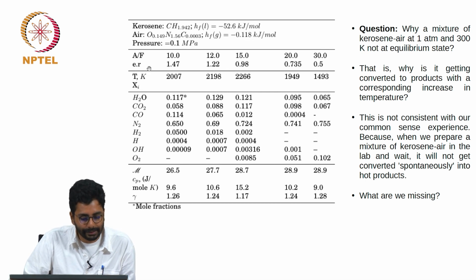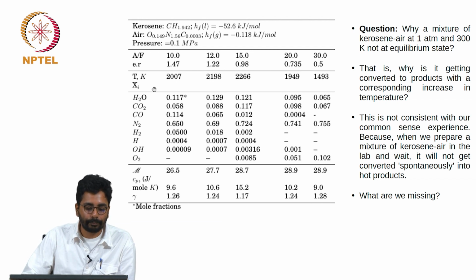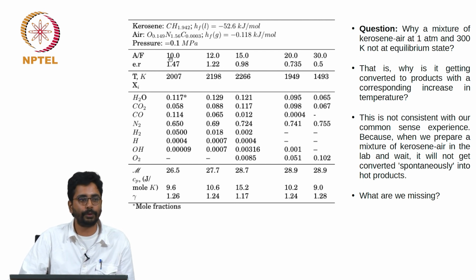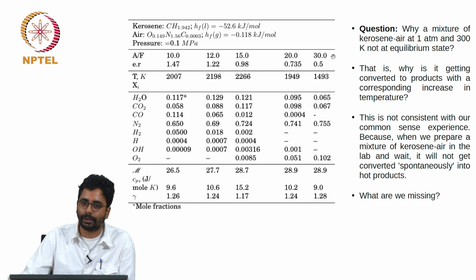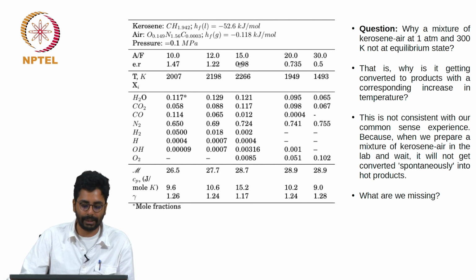What is done here is, for a variety of air to fuel ratios, the adiabatic flame temperature is calculated, and also the post flame gas composition is calculated. The important thing to note is we go from an air to fuel ratio of 10 to about 30, and stoichiometry is around 15. On the left of 15 the two cases are fuel rich, and to the right of the stoichiometric case the two cases are fuel lean. So the equivalence ratio is greater than 1 on the left hand side and less than 1 on the right hand side. It is about 1 for the case in the center, the third case.